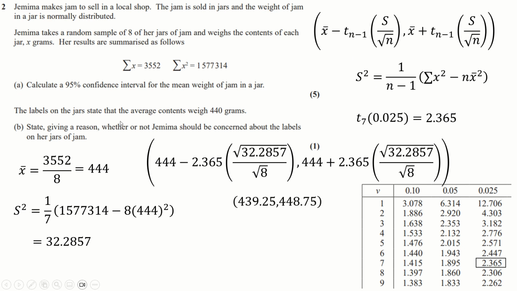Should we be concerned? It states the average is 440. 440 is in the region, so we shouldn't be concerned. It's in the confidence interval, so we're 95% sure that that's fine.